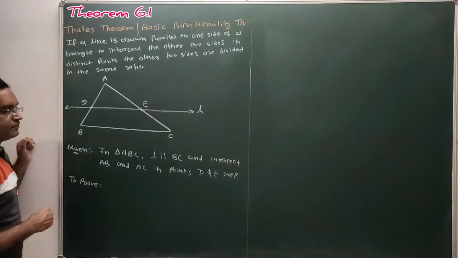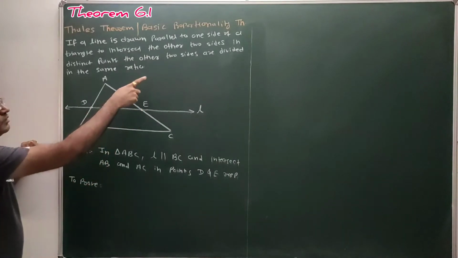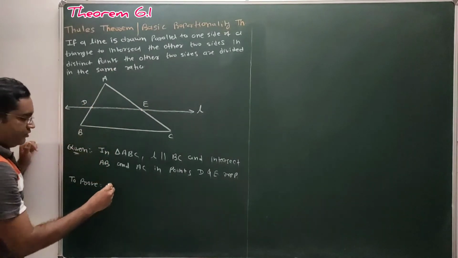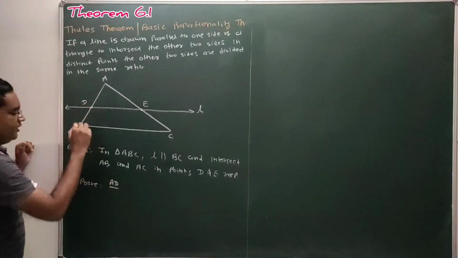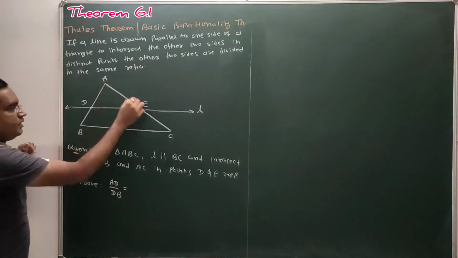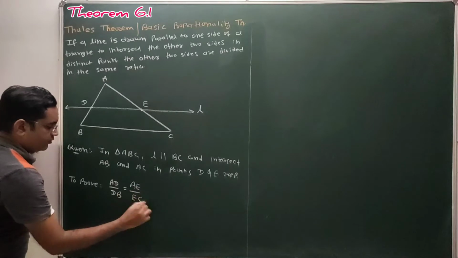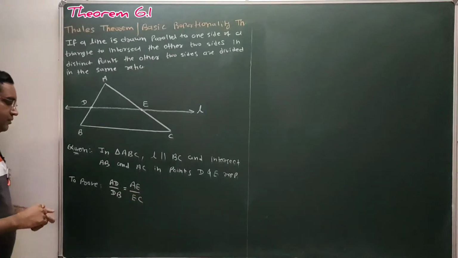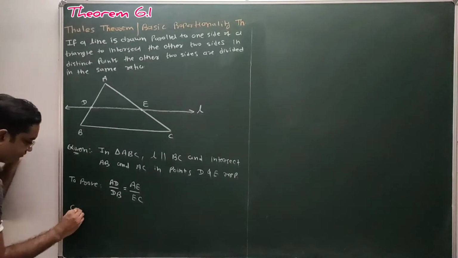Now, to prove. What do you have to prove? We have to prove that these two points divide the sides in the same ratio, that is AD upon DB is equal to AE upon EC. This we have to prove. Now we will do some construction for our proof.